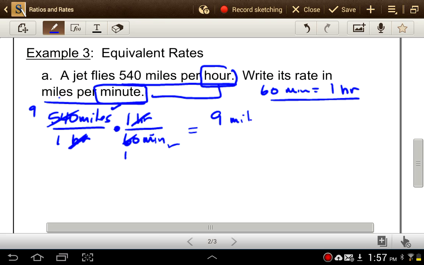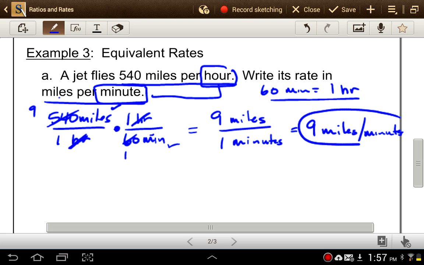Think of your unit as a variable. So before I had like 9x on top, now you have like 9 miles. Okay? It works the same way as a variable. On the bottom, all I have is 1 times 1, and then a minute, so that's going to be 1 minute. Okay, and there we go. 9 miles per 1 minute, which again, most people are going to write like this. 9 miles per minute.